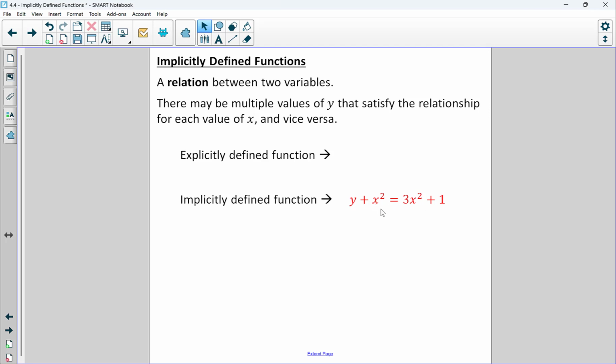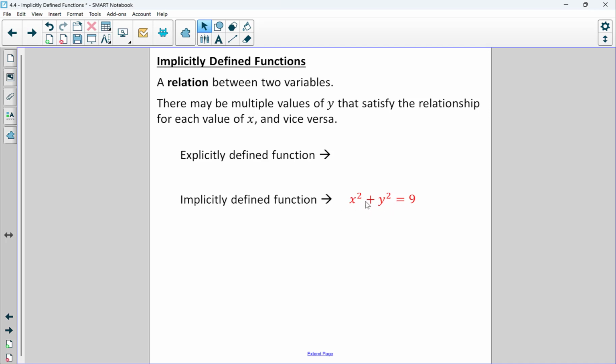But if I were to simply take this x squared and move it over, I get this statement right here, y equals 2x squared plus 1. This would be called an explicitly defined function, y as a function of x, x is the input, y is the output, versus this is simply an implicitly defined function. Here we have another, x squared plus y squared equals 9. x's and y's are all mixed together.